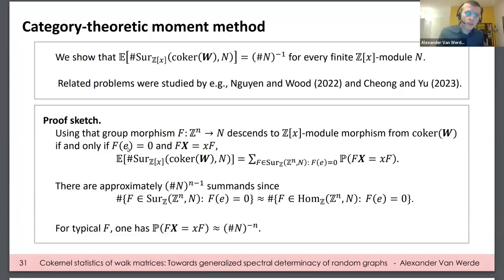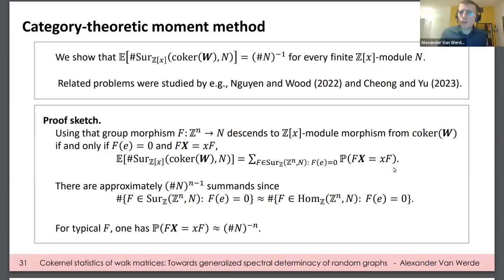So, as a consequence, the number of surjective morphisms in the category of ZX modules from the cokernel to this fixed module n, we can also rewrite as the sum over all surjective morphisms going from Zn to n, which kill one and which behave well with respect to the X structure. So that gives the following decomposition for the expectation. The expected number is the sum with the probabilities that this commutation in fact holds.